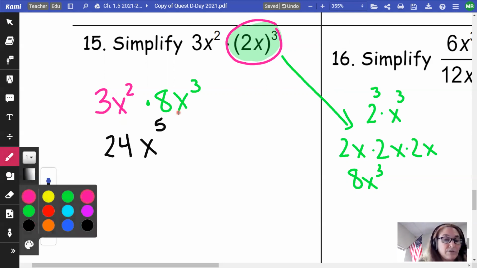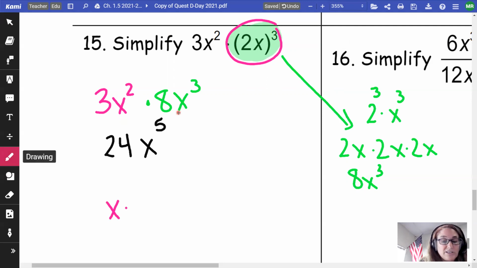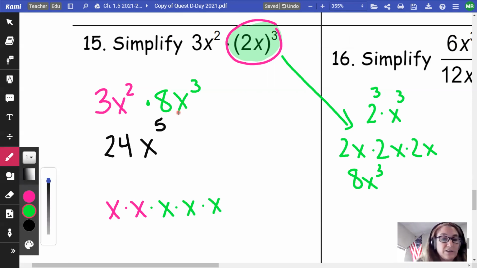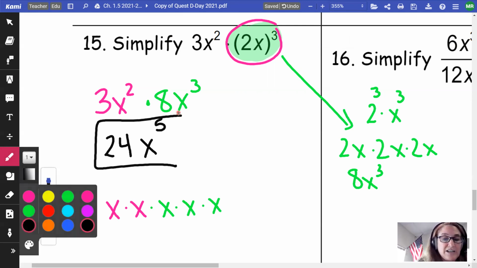And why it's a power of 5 is, again, x squared is x times x. X to the third is 1, 2, 3 of them. How many do I have total? 5 of them. So what is my final answer? 24 x to the 5th. That's my final answer.